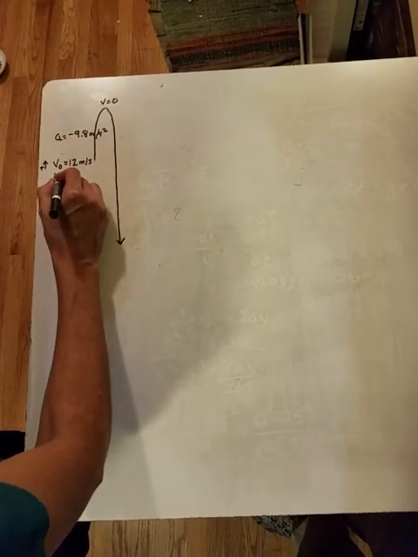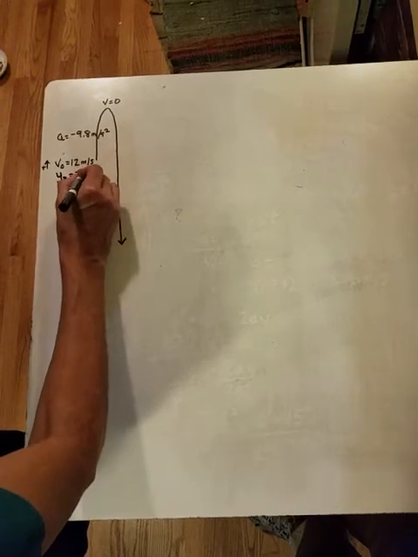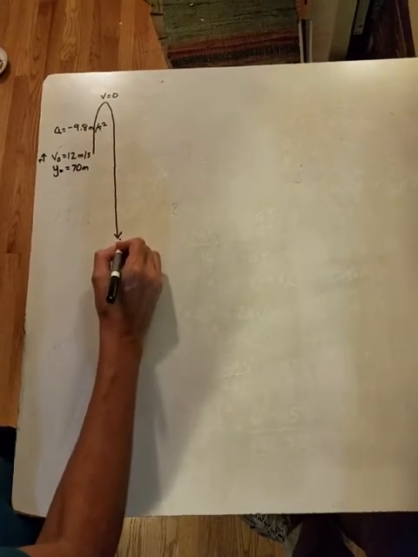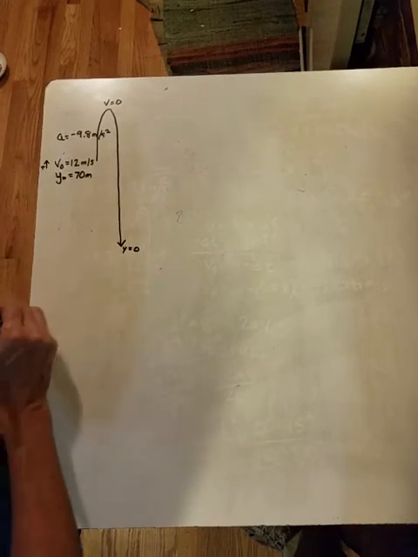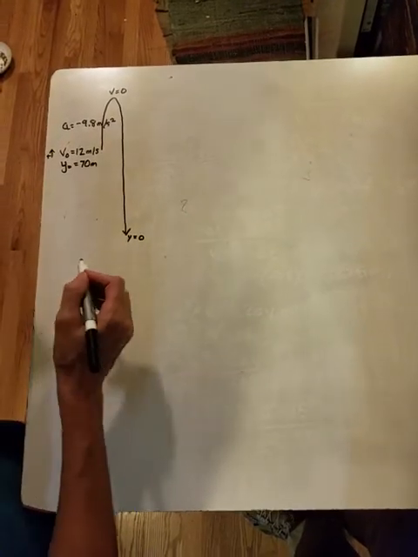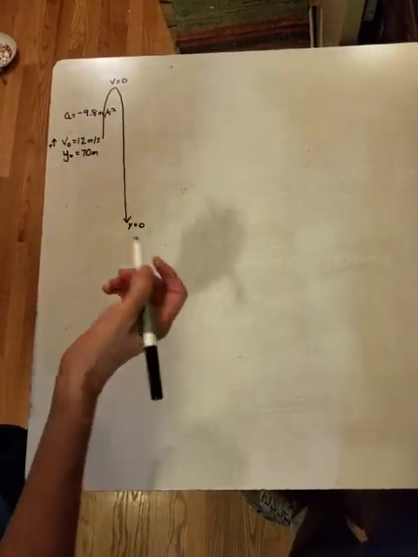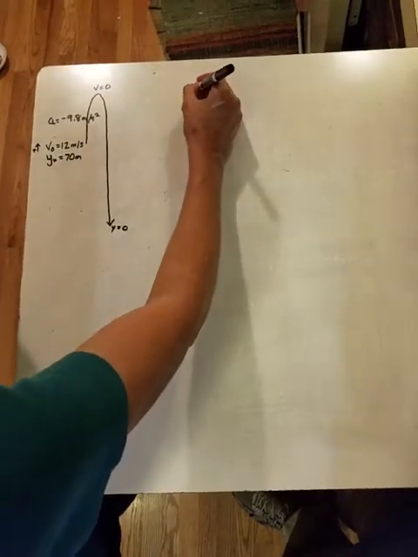We also know that it's going to start 70 meters up and it's going to get to the ground, which we're going to call 0. One way to do this type of problem is to break it into up and down. So I'm going to do that first.